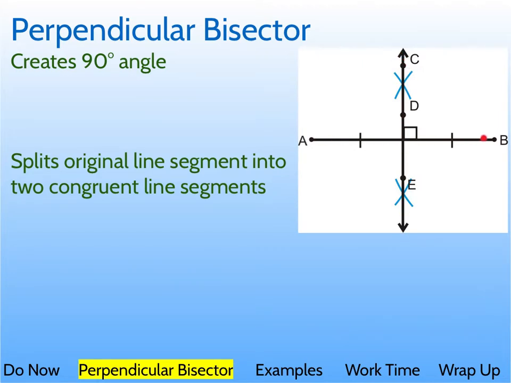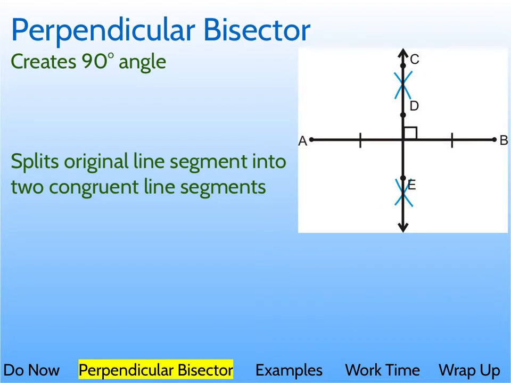It bisects segment AB. Now, these little blue lines are called construction marks. And anytime you're doing this for a test or a quiz or whatever, you're going to want to leave these construction marks just so whoever's grading it knows, look, I did the construction, everything's fine.